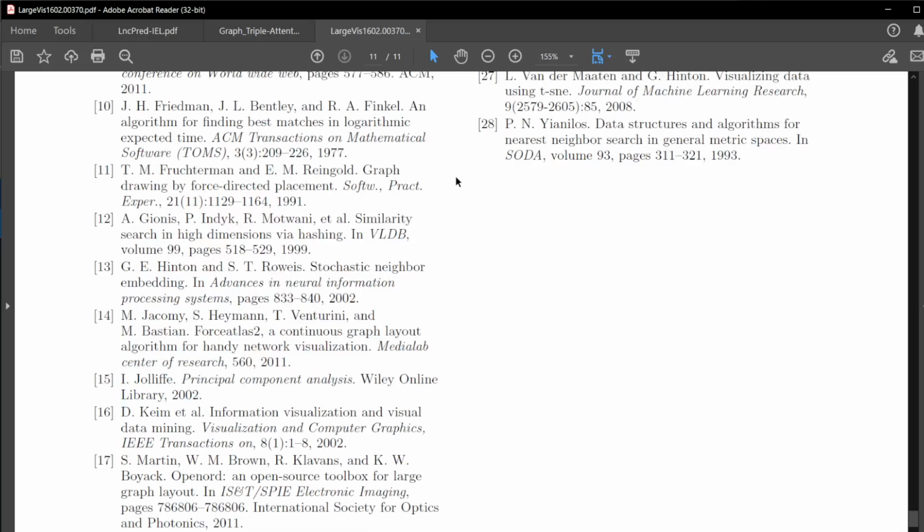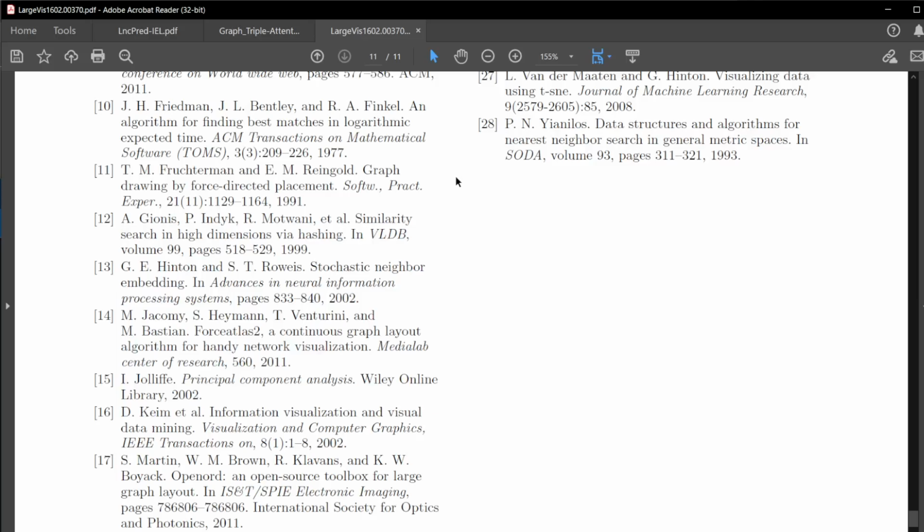13. G. E. Hinton and S. T. Roweis. Stochastic neighbor embedding. In Advances in Neural Information Processing Systems, pages 833 to 840, 2002. 14. M. Jacomy, S. Heymann, T. Venturini, and M. Bastian. ForceAtlas2, a continuous graph layout algorithm for handy network visualization. Media Lab Center of Research, 560, 2011.